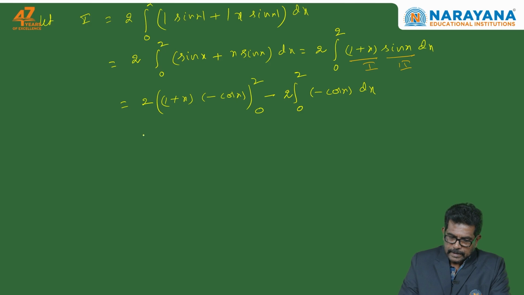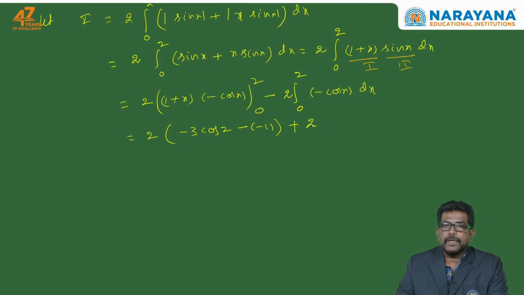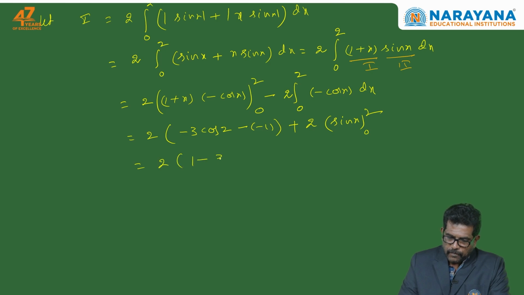minus cos x dx. Now this is equal to 2 times of, applying 2 here, minus 3 cos 2, applying 0, this becomes minus of minus 1, minus 2 times of, minus minus plus is here, 2 times of the integral 0 to 2 of cos x, that is sin x, the integral of cos x is sin x, 0 to 2. Now this is equal to 2 times of 1 minus 3 cos 2 plus 2 sin 2.